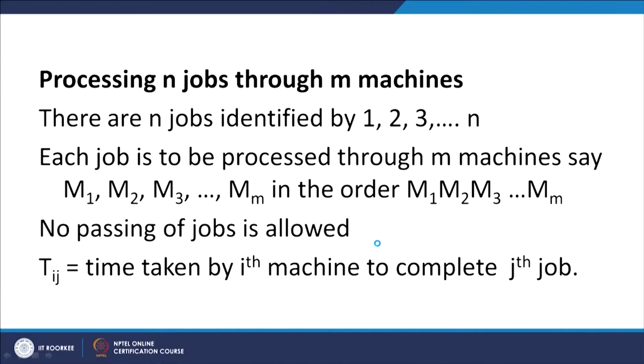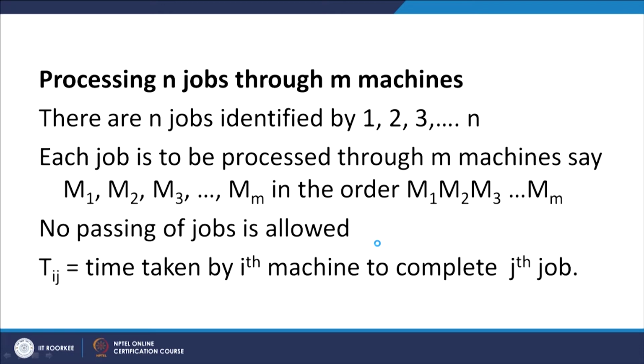This processing of n jobs on m machines is the most generalized case of the sequencing and scheduling problem. So, let us look at this case more closely. There are n jobs and we are going to identify them by 1, 2, 3 up to n, and each job has to be processed through m machines. Let us say these m machines are called M1, M2 up to Mm, and the order that has to be adopted is M1, M2, M3 up to Mm.